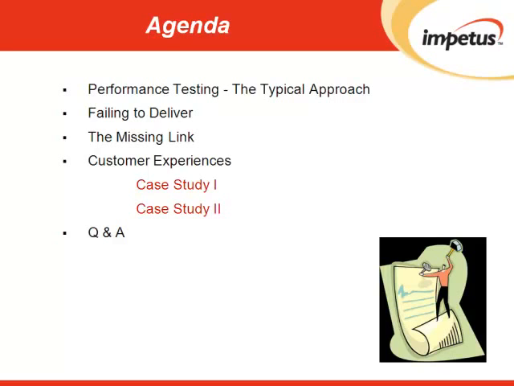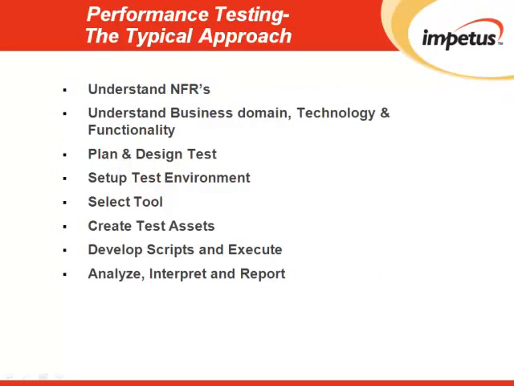Let's look at what is the typical approach that most organizations will be following. This is a very high-level approach and usually customized at every organization. The process starts with understanding the non-functional requirements, business domain, functionality, and technology. Then we plan and design the performance test, set up the test environment, including the hardware, software, and the network topology. Then we select an appropriate tool for performance testing. We create test assets, develop and execute the test scripts, and then we analyze and interpret results. Finally, we report the results.